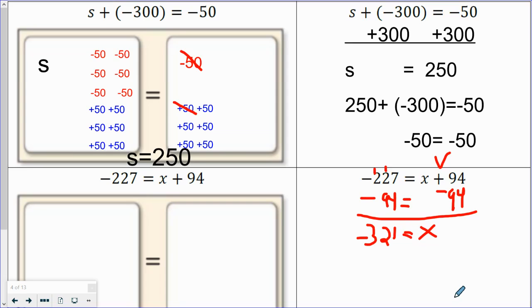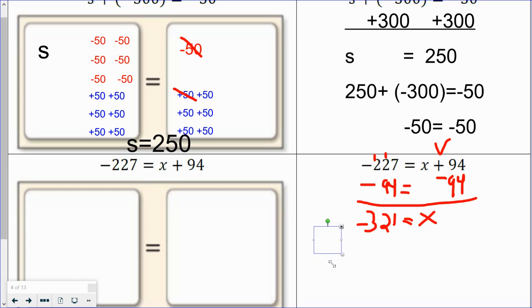It's doing the same thing as with our modeling. So then I would check my work once again. Put it in here. I'm going to shrink this up now. So I have a negative 227. And I want to put that equal to negative 321 plus my 94. Well, that means I actually need to subtract those because I have a negative and a positive. After I do my math and I subtract them, I get that yes, our solution does in fact work. We are good.